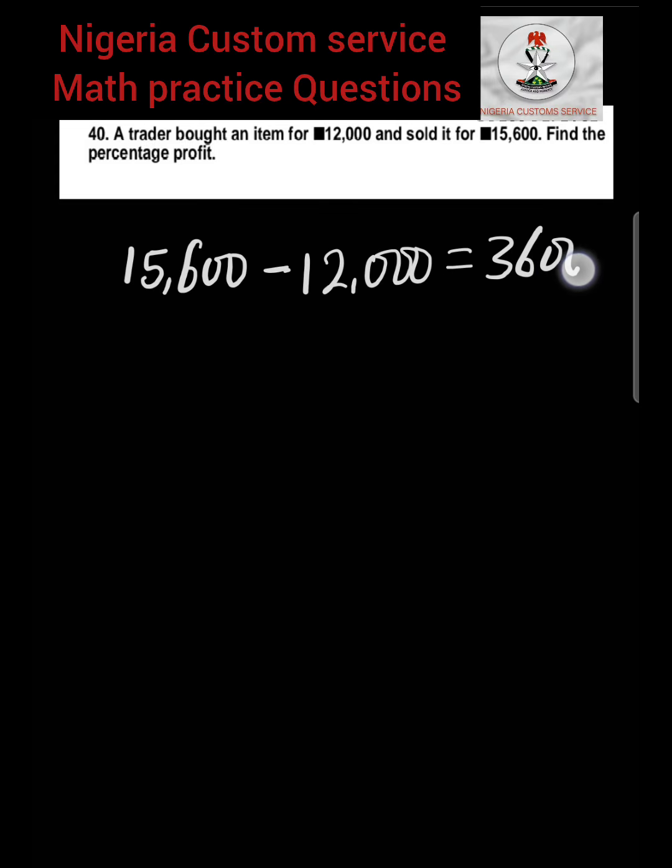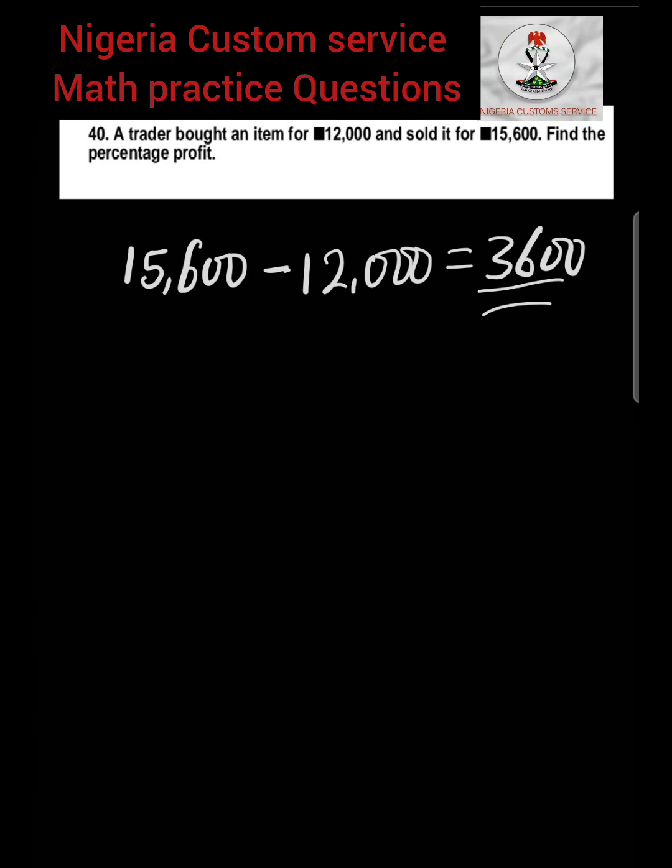Question number 40 reads, a trader bought an item for 12,000 naira and sold it for 15,600 naira. Find the percentage profit. Now, before we find the percentage profit, we need to know the actual profit. And to know that, we're going to deduct the actual money from the sold money. So he sold it for what? For 15,600, then minus the actual money he bought it for, which is going to be 12,000 naira. So when you take away 12,000 from 15,600, we're going to have 3,600. So this 3,600 is going to be the profit.